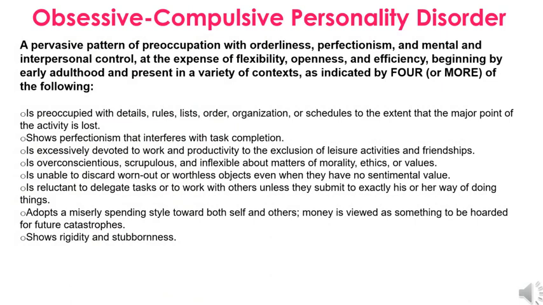According to DSM-5, a person with obsessive-compulsive personality should have four or more of the following, beginning by early adulthood. 1. Is preoccupied with details, rules, lists, order, organization, or schedules to the extent that the major point of the activity is lost. 2. Shows perfectionism that interferes with task completion. 3. Is excessively devoted to work and productivity to the exclusion of leisure activities and friendships. 4. Is over-conscientious, scrupulous, and inflexible about matters of morality, ethics, or values.